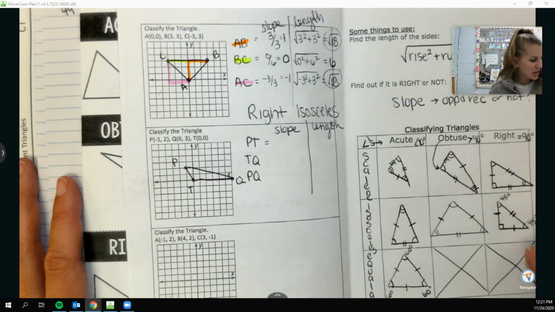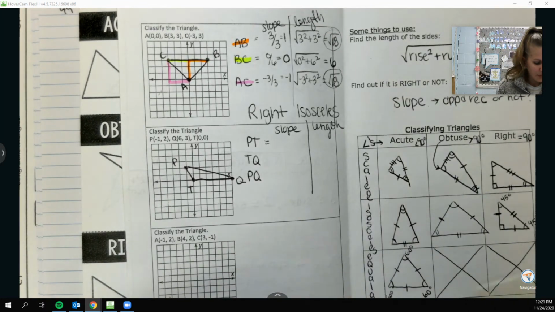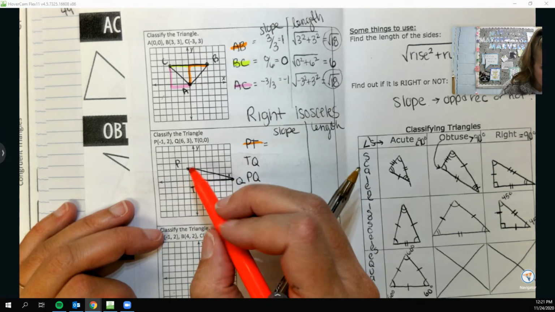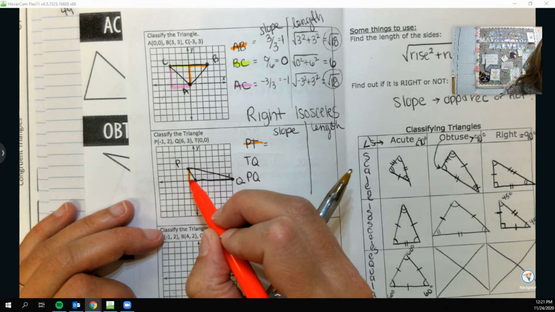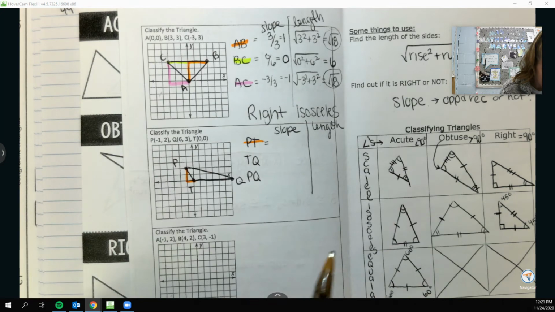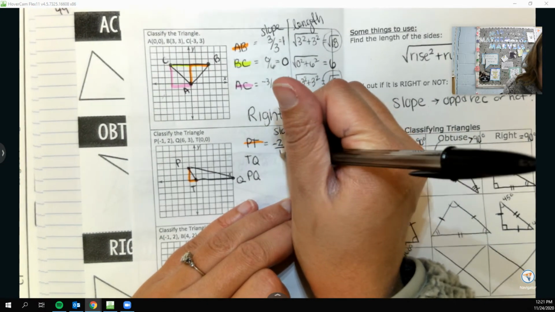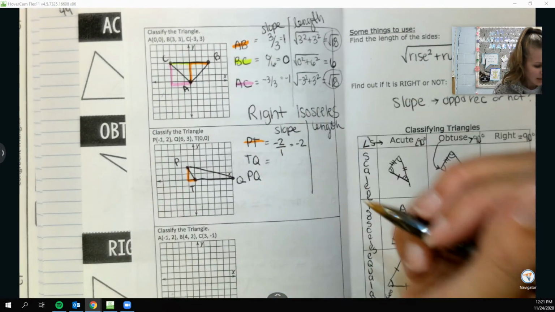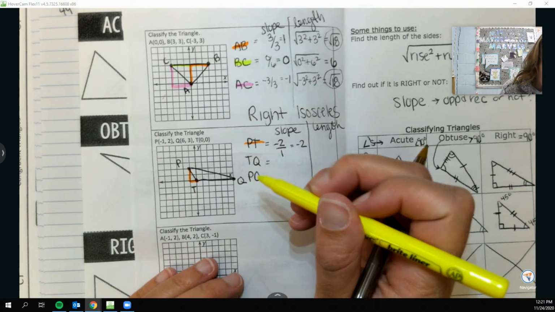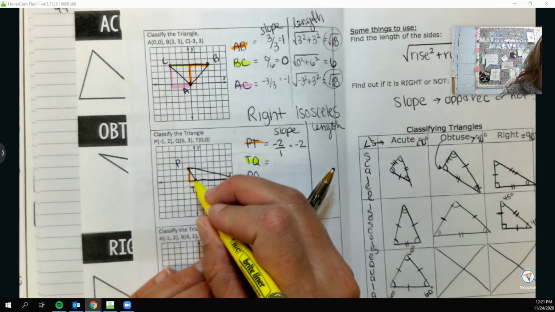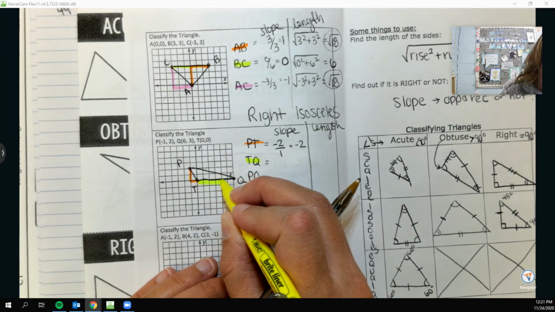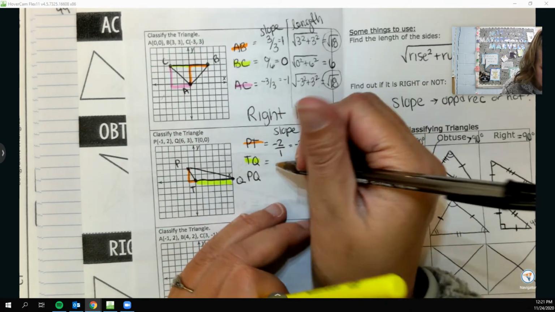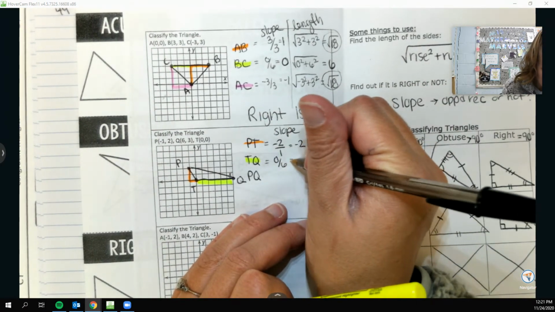And so to find the slope of PT, I'm going to start at P and go to T because P is leftmost. And so I have to go down 2, right 1. So down 2, right 1. There's really a slope of -2. And then if I do TQ next, I don't need to rise at all. I'm just going to run 6 again, I think. 1, 2, 3, 4, 5, 6. Yep. So 0 over 6, which is 0.